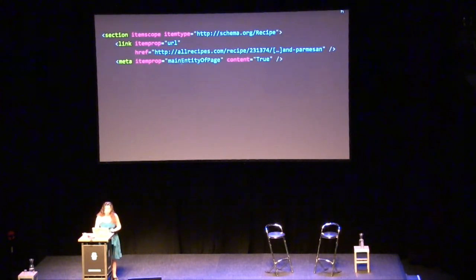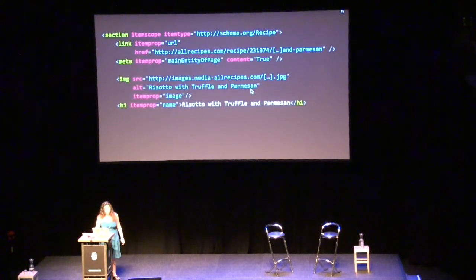And note that mainEntityOfPage is a property that all schema.org types have. What it basically says is, this whole page is about this recipe. That's the main thing here. That's the main entity. And the URL of the recipe is actually the URL of the current page. It also provides an image with an itemprop of image and an H1 with the name of the recipe. And this is where Google takes the little image that it displays.